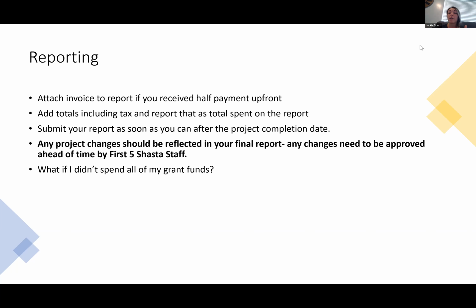And you're going to want to attach all of your backup documentation, your receipts. I love it when people attach pictures. I think there's an attachment section in there where you can attach some pictures if you had a really great project or you revamped some stuff. We love to see that. We love to see how our dollars are being used. And then submit your report as soon as you can after the project's completed.